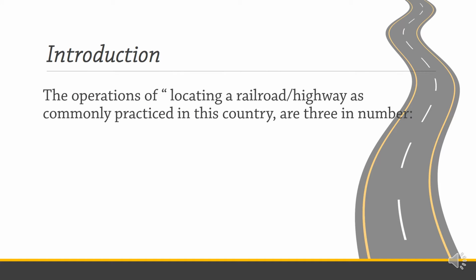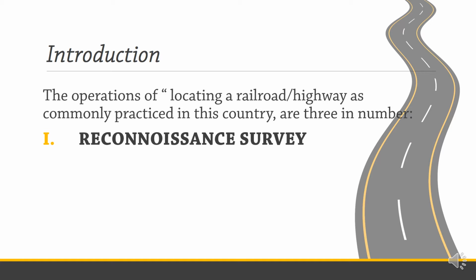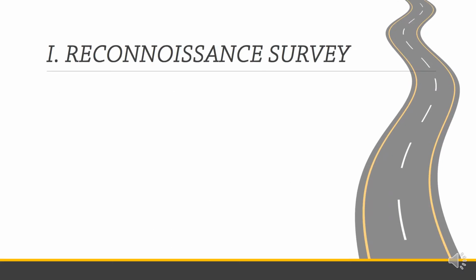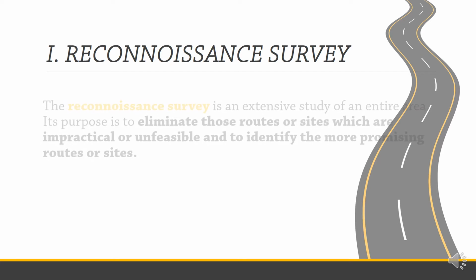The operations of locating a railroad or highway, there are three commonly practiced operations. First is Reconnaissance Survey. Second, Preliminary Survey. Third, Location Survey. So, successive ito na mga operation. After Reconnaissance, Preliminary na naman, then Location. So, hindi pwedeng ma-shuffle yung order nila. So, Reconnaissance, then Preliminary, lastly, Location Survey. So, starting with the Reconnaissance Survey.